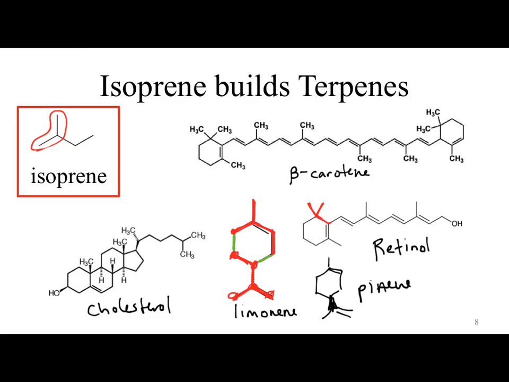Let's try a different one. We could try and go out that direction and see if we could connect with our isoprenes. Next one. Hey, that kind of worked. How about the other direction? Do we have an isoprene there? No, we don't have the iso group. So while that sort of worked, that didn't quite work out for us.